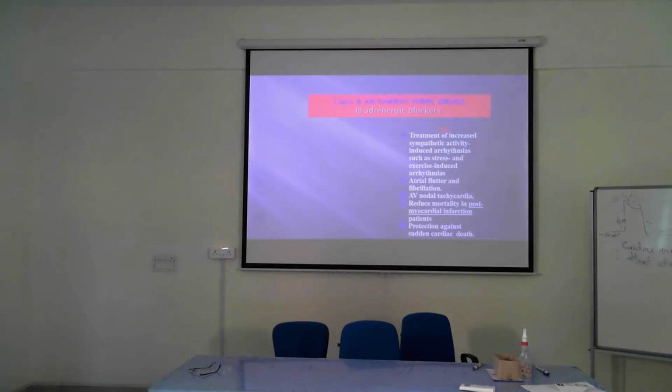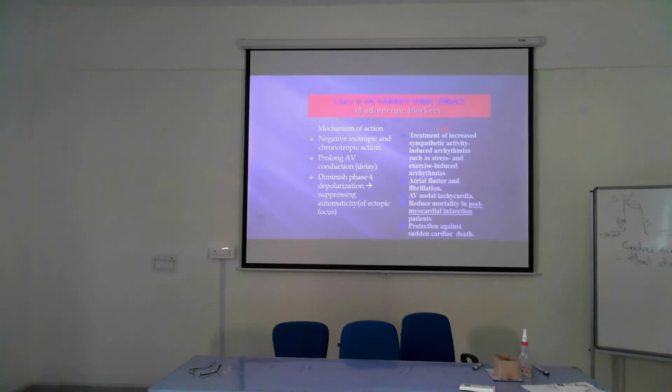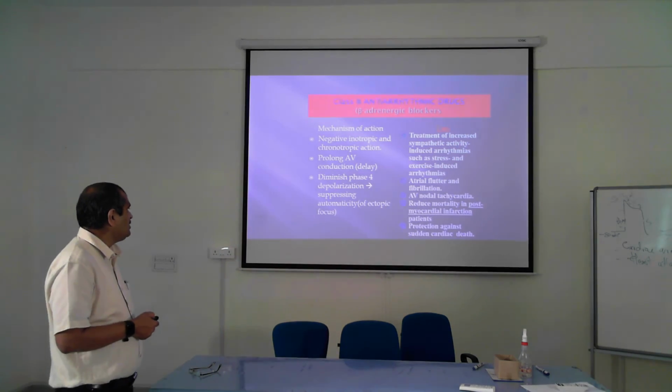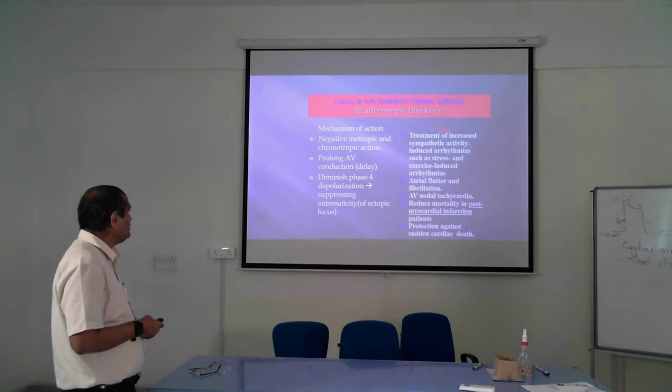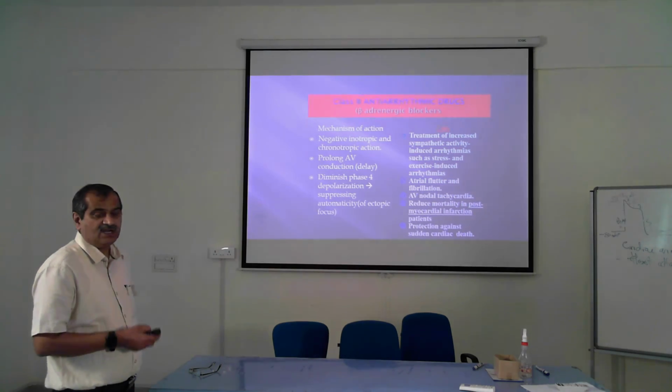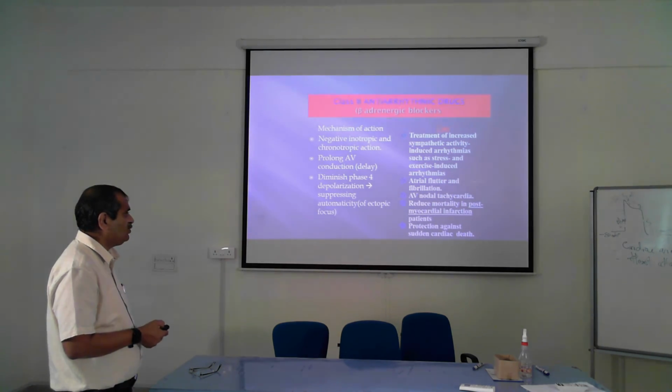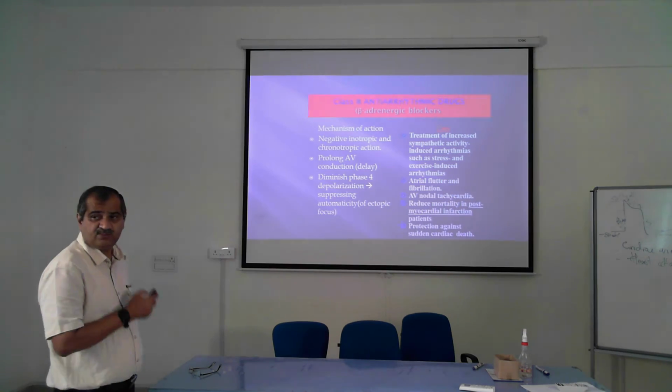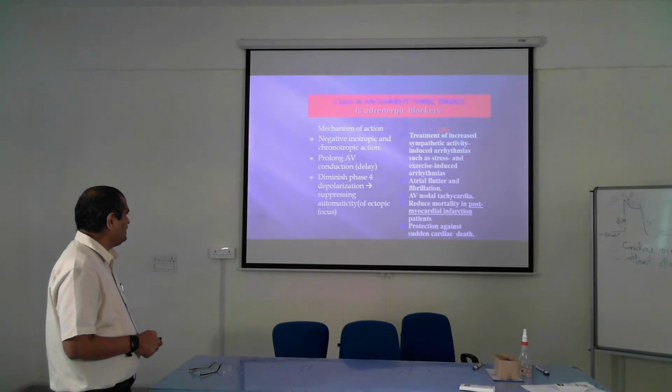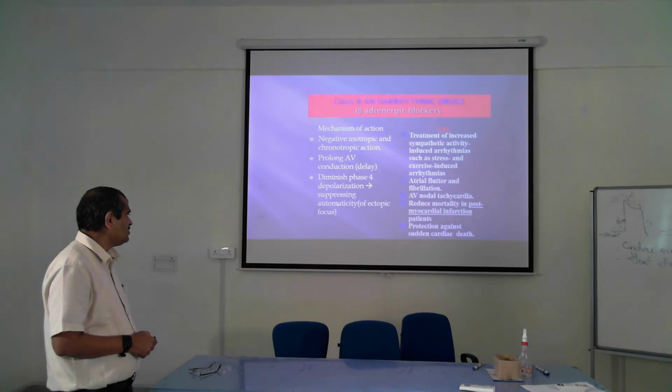Whereas the class 2 drugs are called antiarrhythmic drugs. These are the beta adrenergic blockers. Already you know very well about beta adrenergic blockers. So here the mechanism of action is negative inotropic and chronotropic action. Then it is going to prolong the AV conduction, that is, delay it, and diminish the phase 4 depolarization. So see, this phase 4 is the depolarization. Then the automaticity of the ectopic focus is reduced.